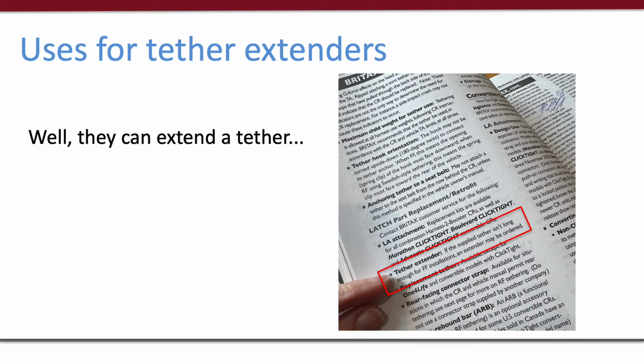And of course, not every manufacturer offers one. So in Appendix A, each manufacturer has an opportunity to indicate if they have one, as in this example, Britax shows that they do have one.